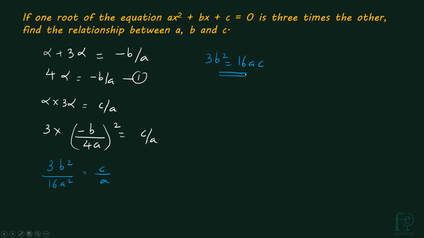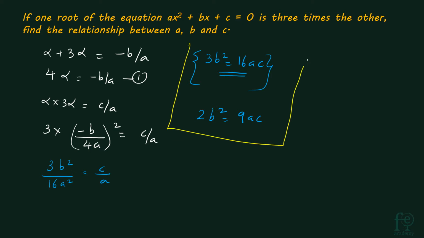Okay, this also you can learn by heart, so it can be used in similar questions. Already we saw when one root is double the other, the expression will be 2b square is equal to 9ac, and when one root is triple the other, the expression will be 3b square is equal to 16ac. So these are the two values you can learn by heart. 2b square is equal to 9ac and 3b square is equal to 16ac.